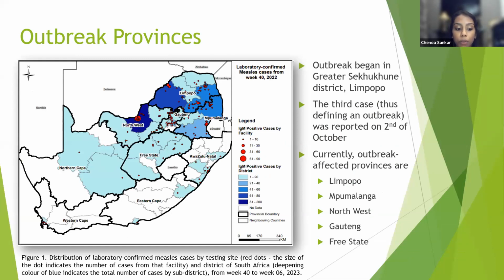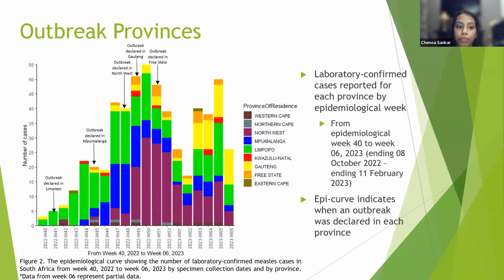So this is a choropleth map that's just showing the geographical distribution of the laboratory confirmed cases by testing site and district. And the size of the red dots indicates the number of cases from that facility. And this is from epidemiological week 40 of 2022 to week 6 of 2023.